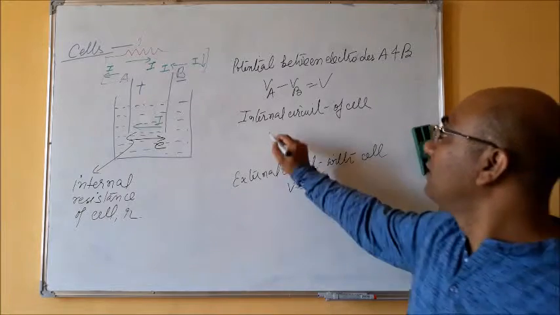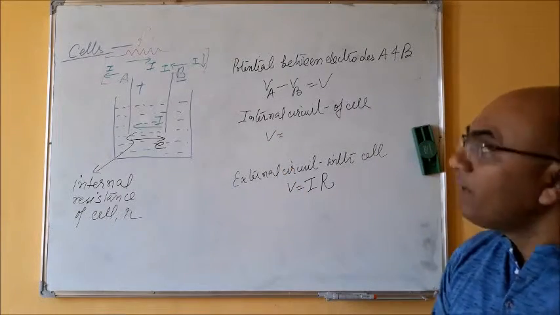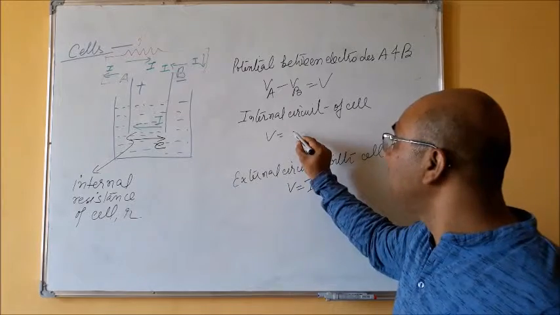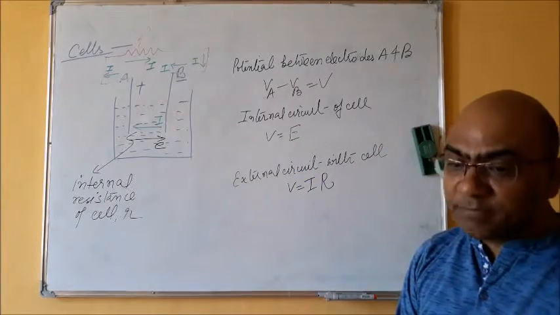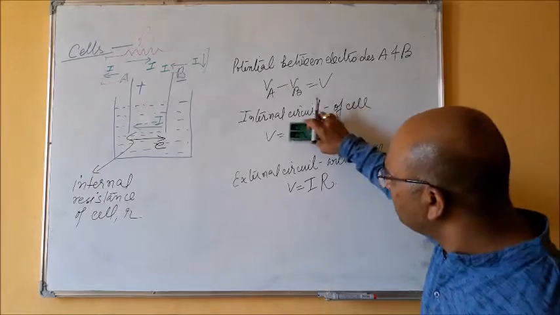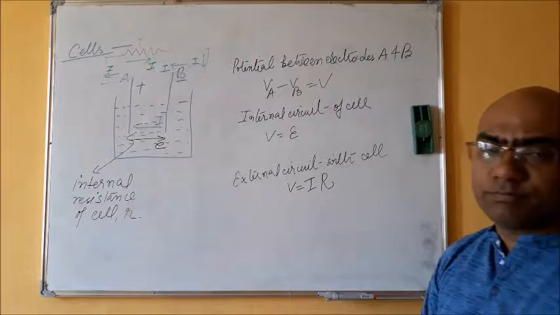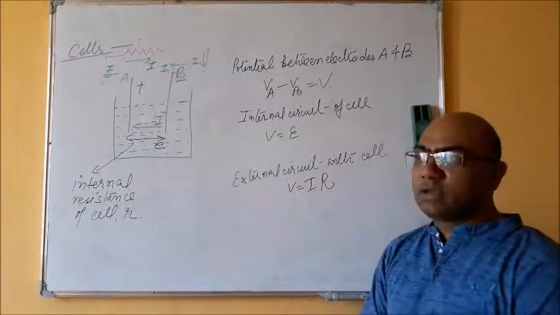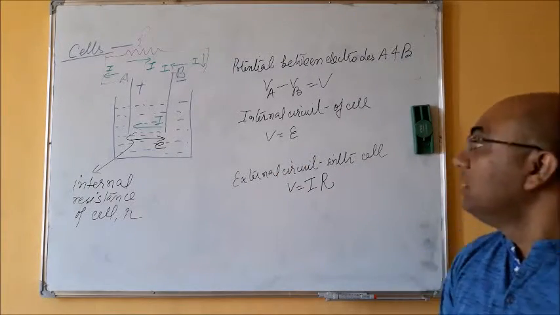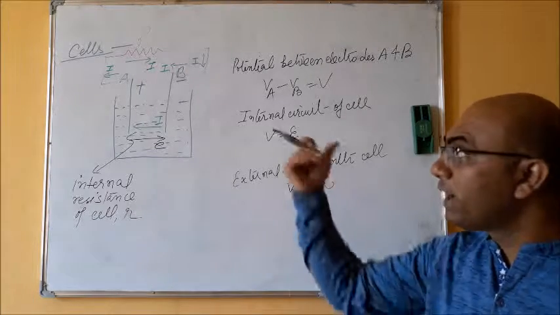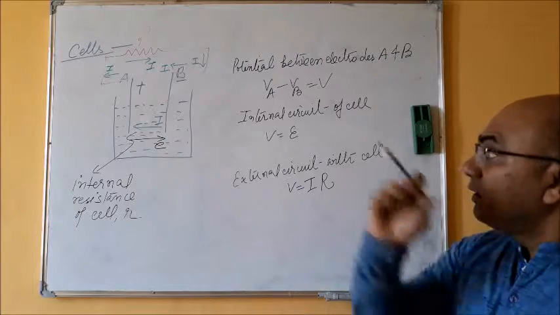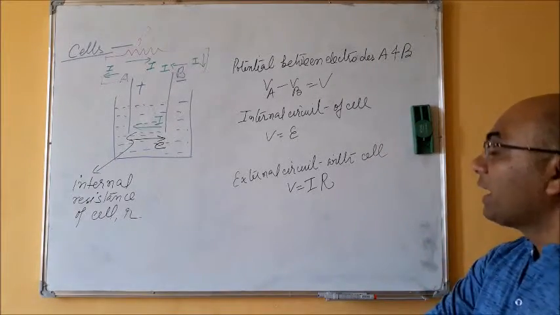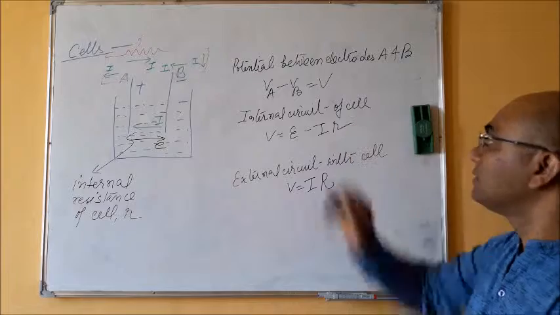For the internal circuit, if I am saying the potential developed by this cell is E, or in books you will get some symbol also. So either you can use this or capital E, that's up to your choice. I am using the convention normally given in the textbook. The potential developed by this cell is E, but this potential will drop down because of its own internal resistance. And how much will it drop down? It will drop down like this.